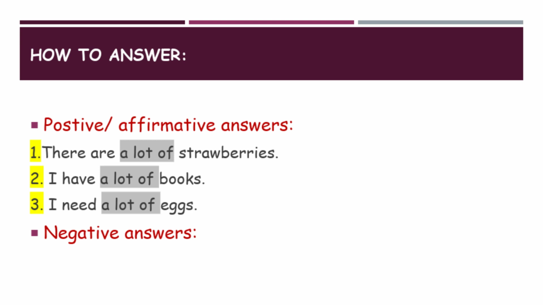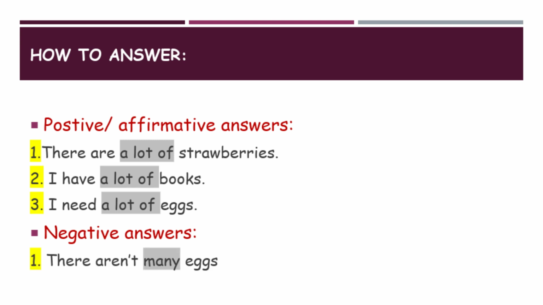So this is how we answer positive or affirmative statements. Okay, you can't say, for example, there are many strawberries. You can in the negative sometimes, but usually it's wrong. So just try to avoid using many, okay, in the positive statements.